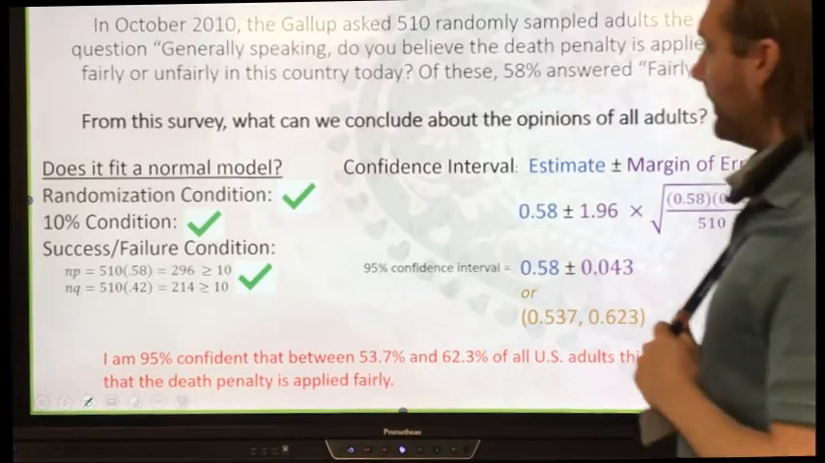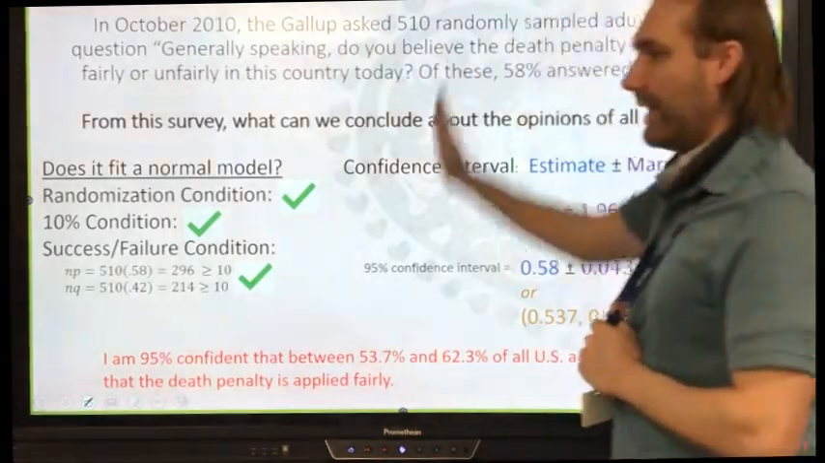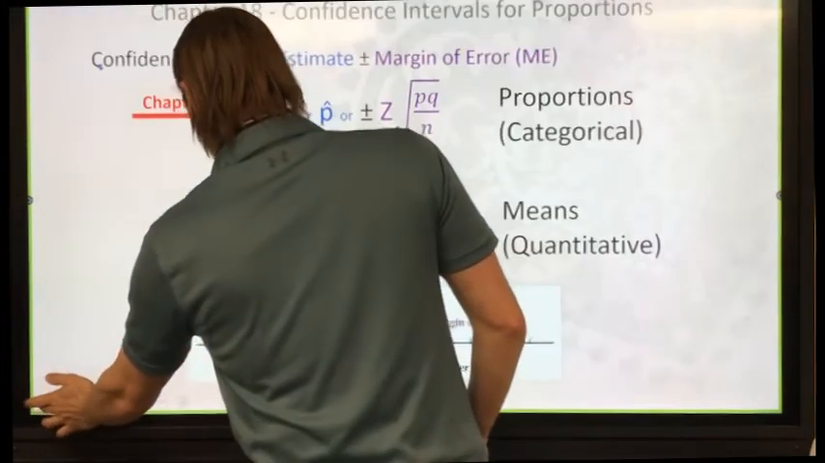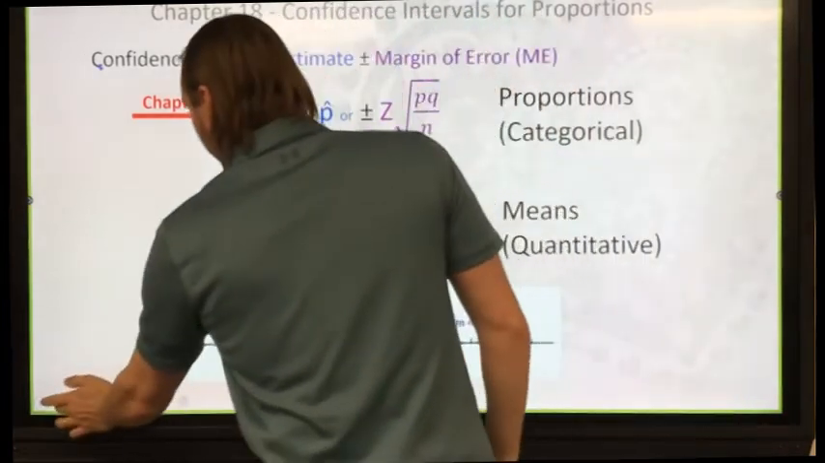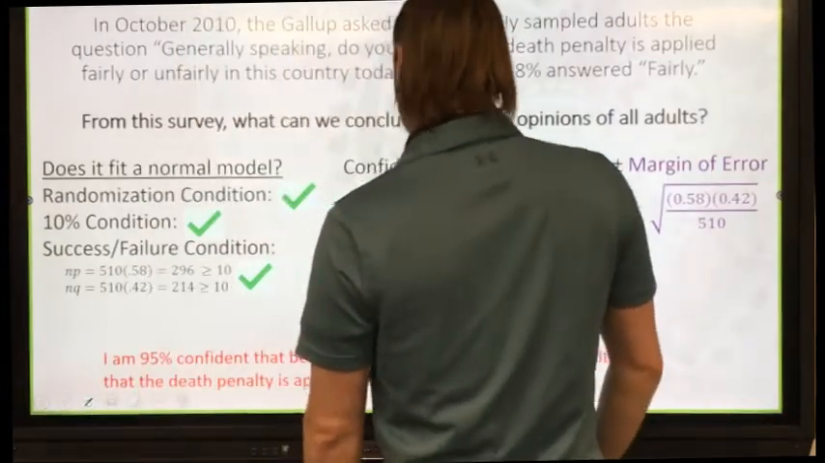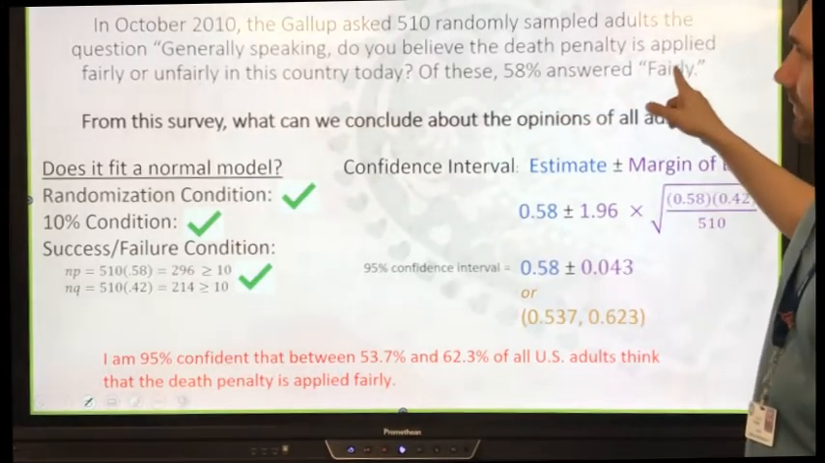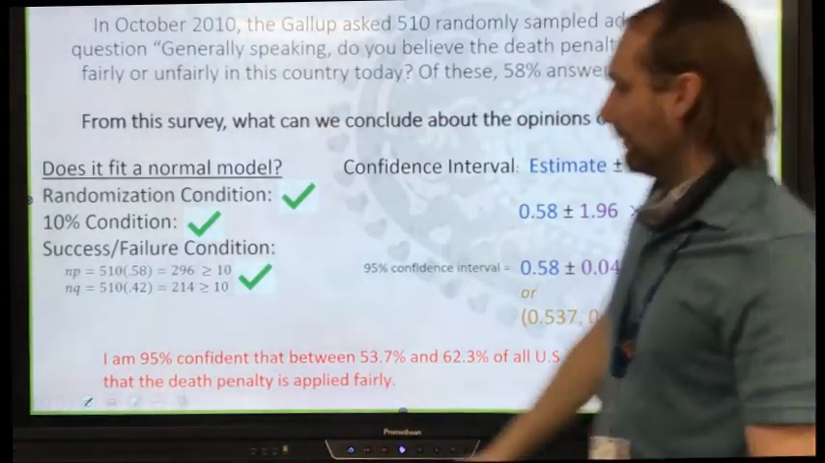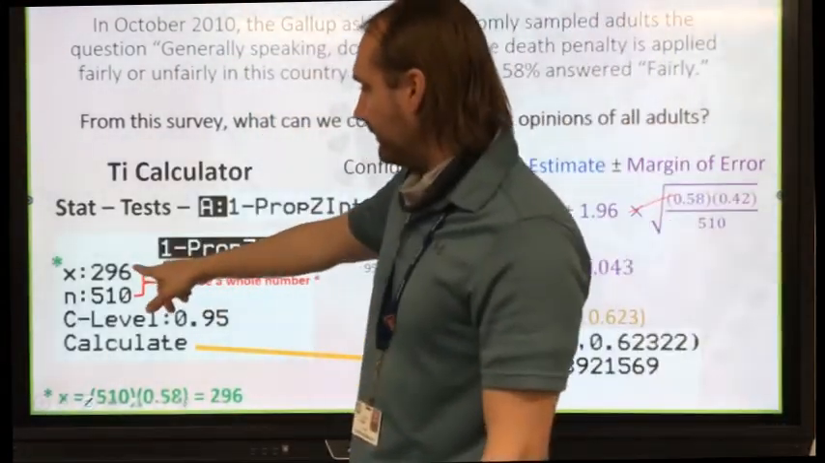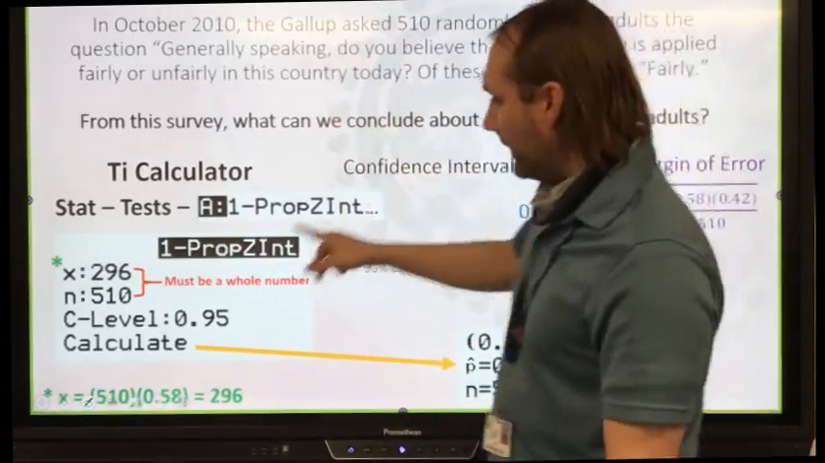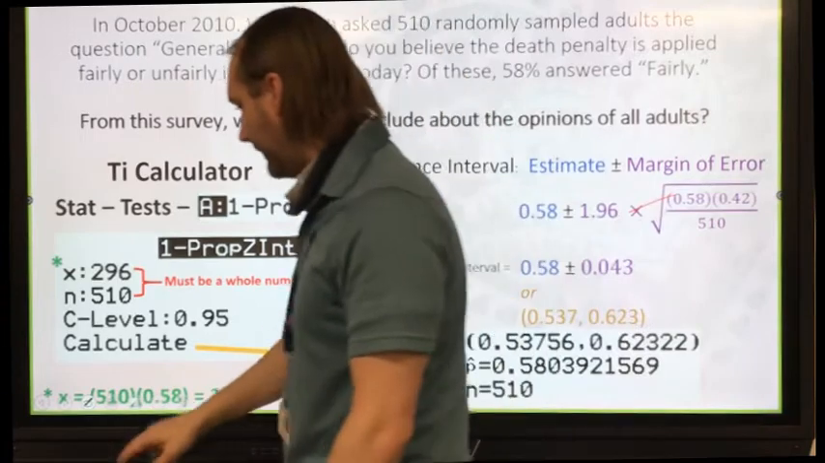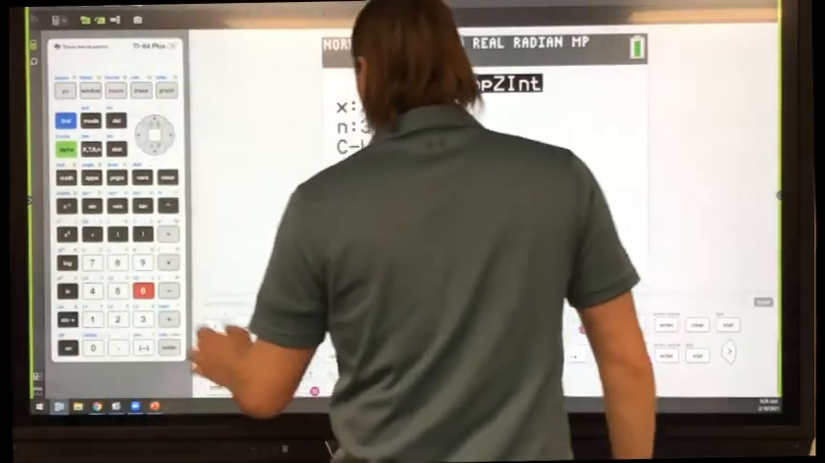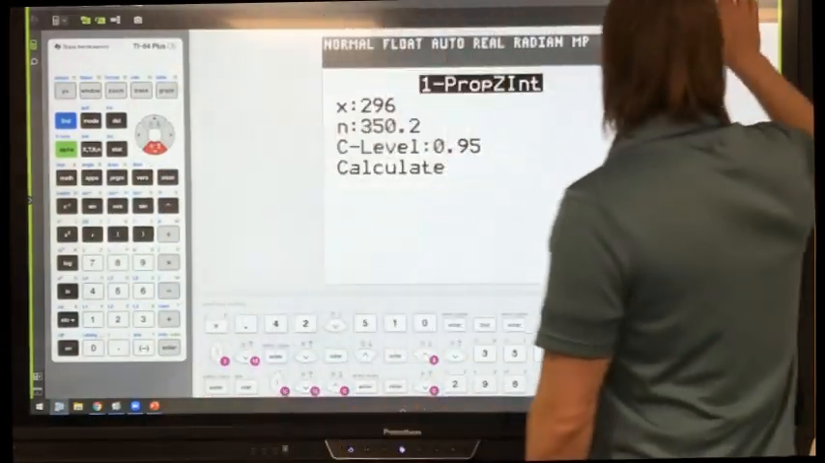Notice my n value that I'm going to plug in is 510. Where am I going to get my x? X will be 296, which is 510 times my point estimate. If I think 58% answer fairly, what's 58% of 510? So to find this x, you take your rough estimate: 510 times 0.58 is 296. So go into my calculator for x, 296. My n value was 510.